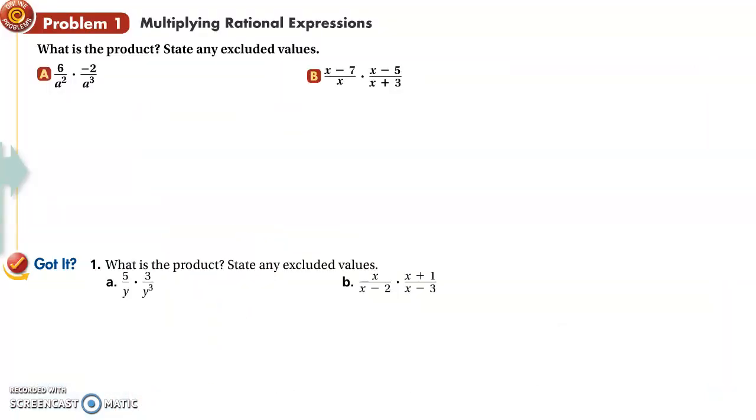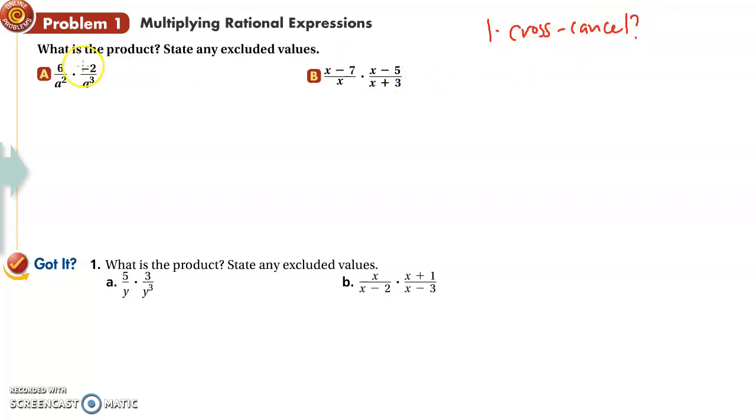Alright, problem number 1 is asking what is the product? And if you guys remember, a product is an example of a multiplication problem. So we're just going to go ahead and multiply these two things. My suggestion, the first thing you should always try to see when you are trying to multiply is, you ask, can anything cross cancel? If it can cross cancel, it's going to make our life a lot easier.